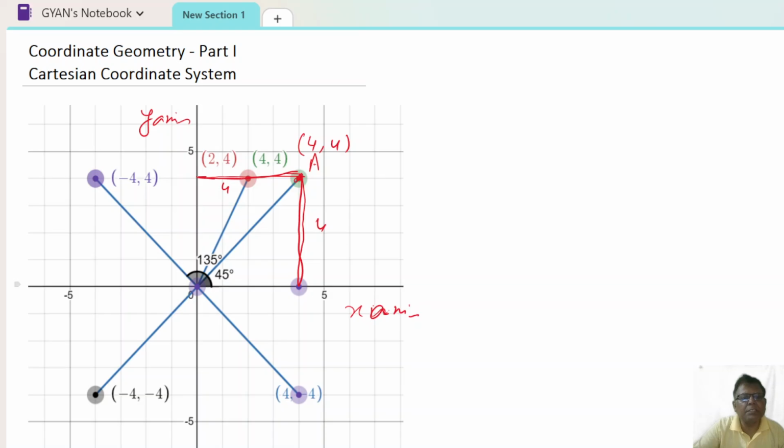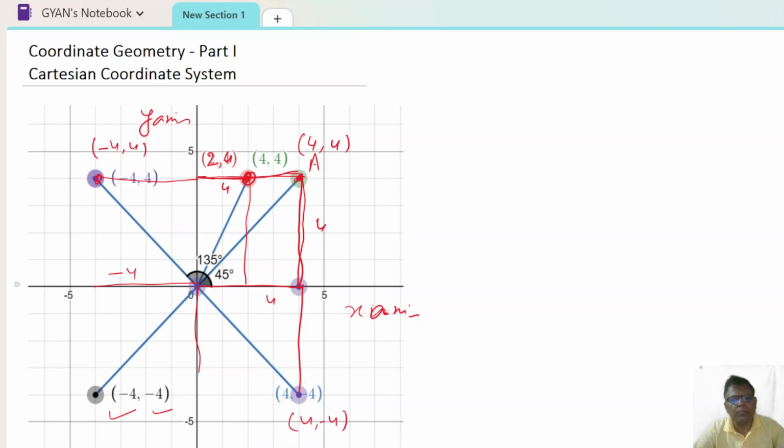Here from the y-axis it is 2 only, and from the x-axis it is 4. So this coordinate will be 2, 4. For this one, from the y-axis it is minus 4 and from the x-axis it is plus 4. So this coordinate will be minus 4, 4. Similarly here both are minus 4, so this coordinate will be minus 4, minus 4. And similarly here, from the y-axis it is 4 and from the x-axis it is minus 4. So this coordinate will be 4, minus 4.